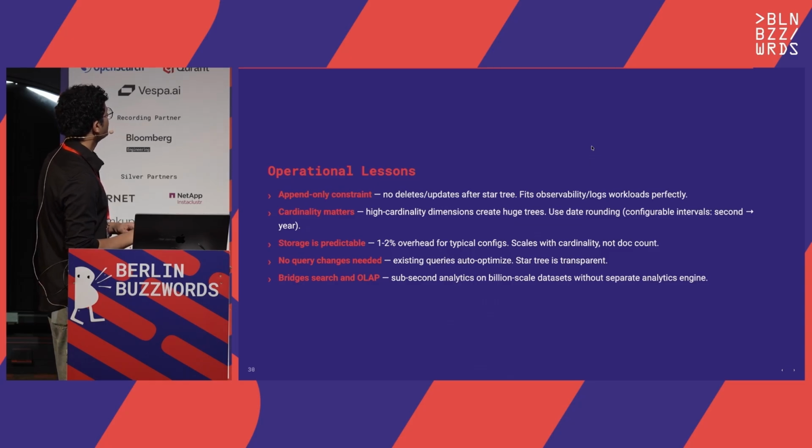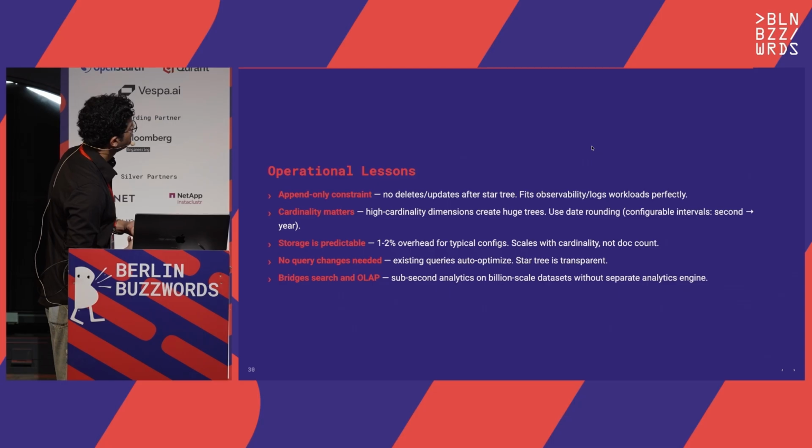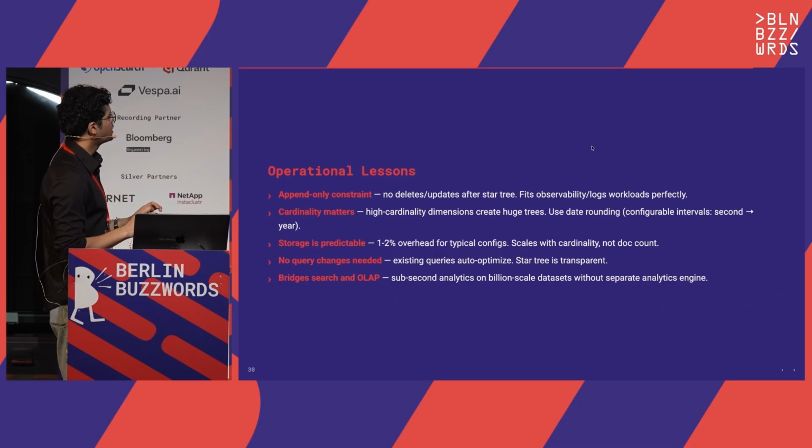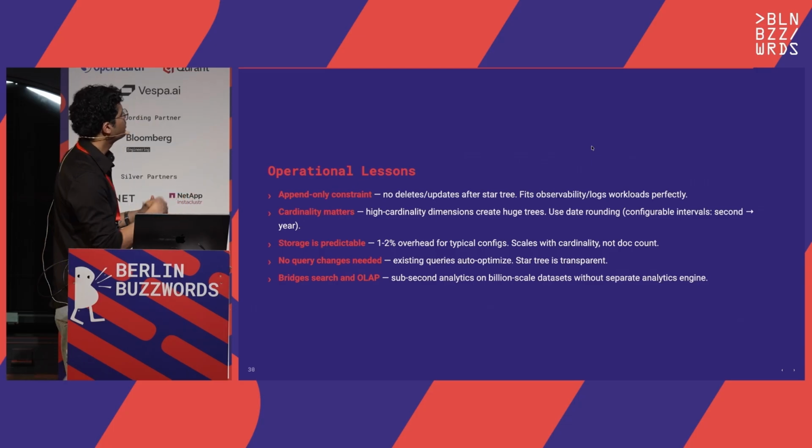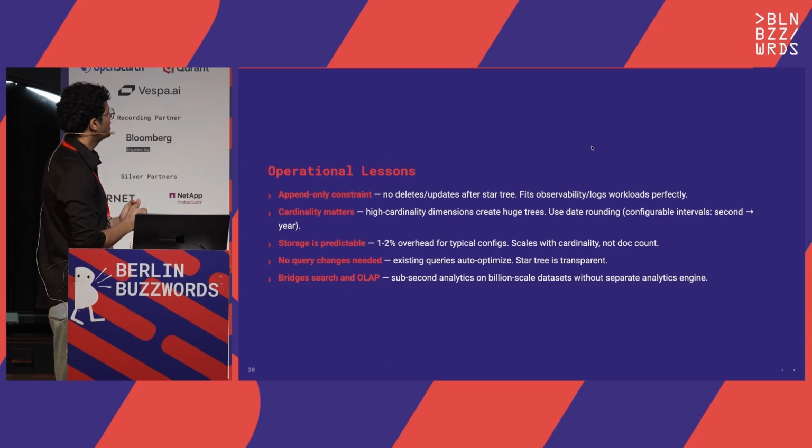Second, we talked about this, that the cardinality matters. High cardinality dimensions would create huge trees. Let's say for timestamp, if you put timestamp as a dimension in your star tree, we need to also configure the interval to which it should be rounded off. We can provide seconds, hours, or days, years as well. And we should only create star tree on low to medium cardinality dimensions. Things like IP addresses, user IDs, and all should not be provided to a star tree dimension.